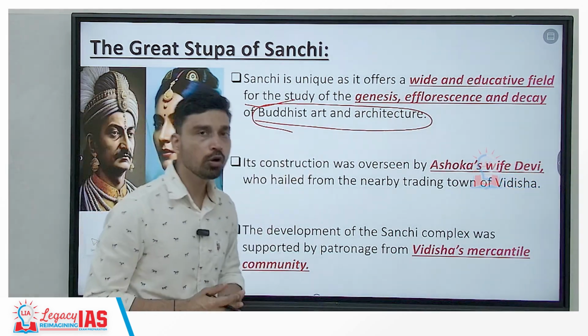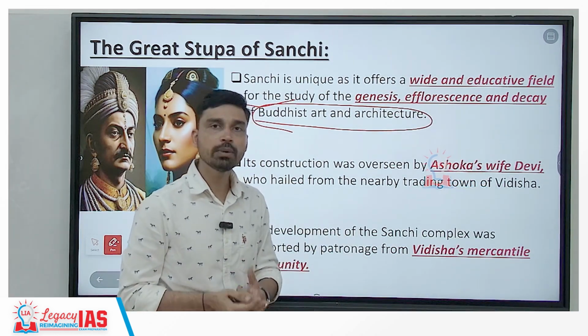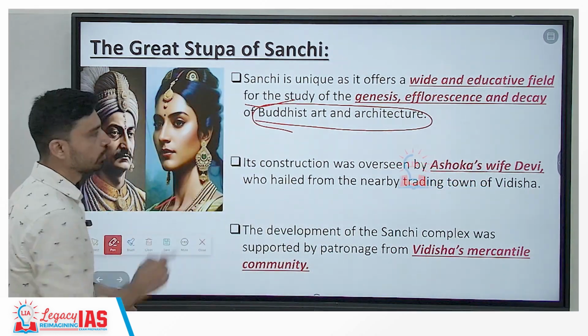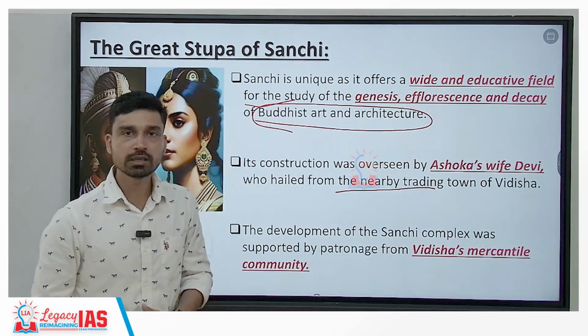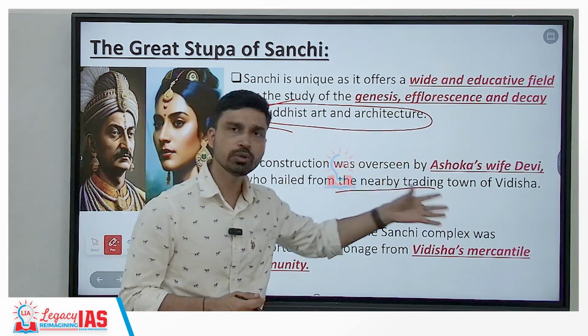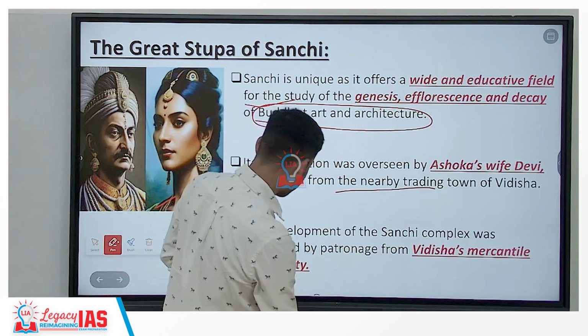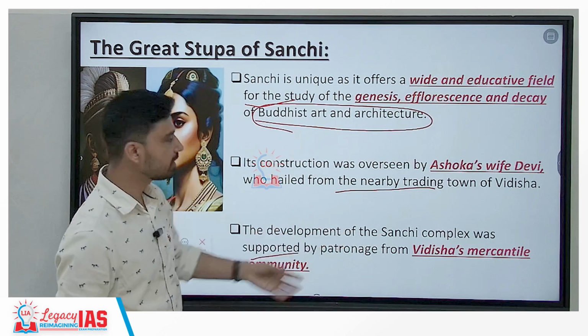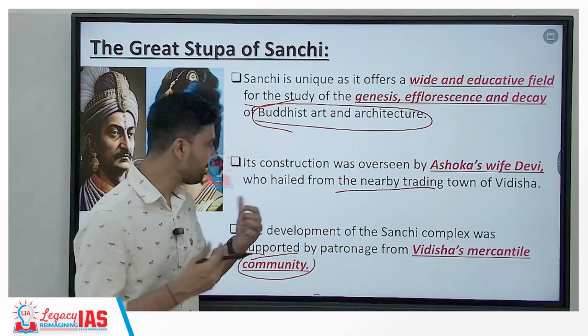Now, the construction of the Sanchi Stupa was commissioned by Ashoka, but it was overseen by his wife, who was called Devi, and she was from the nearby trading town of Vidisha, a trading town that is closely situated to the Sanchi region of Madhya Pradesh today. The development of the Sanchi complex was supported by patronage from Vidisha's mercantile community, that means the merchant community, or the Vaishya community we can say.